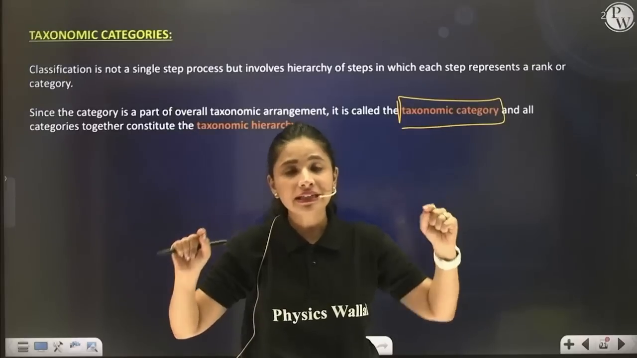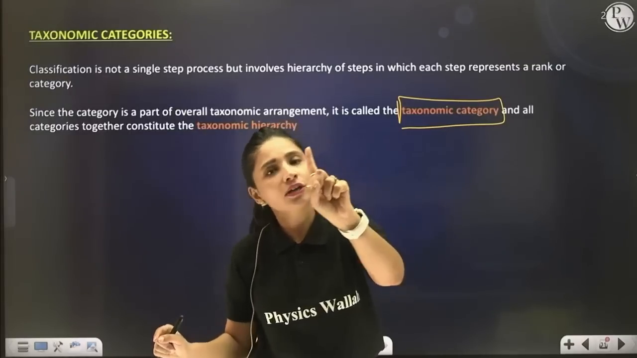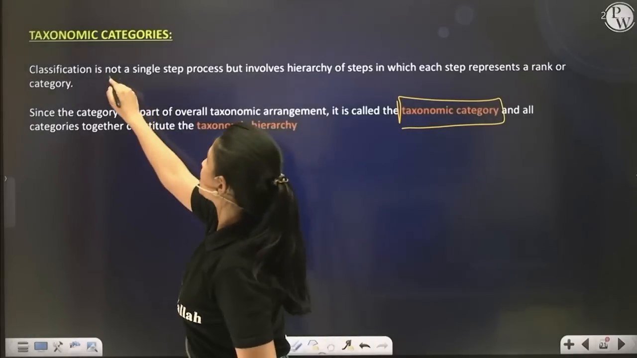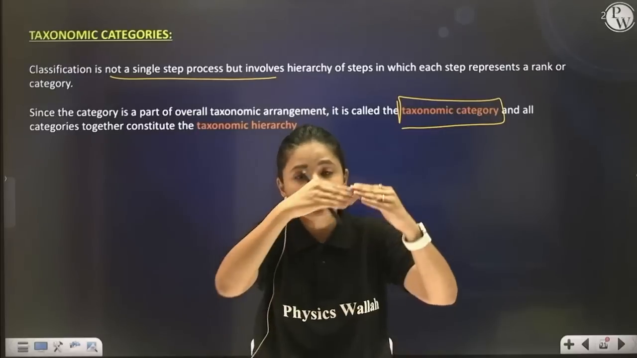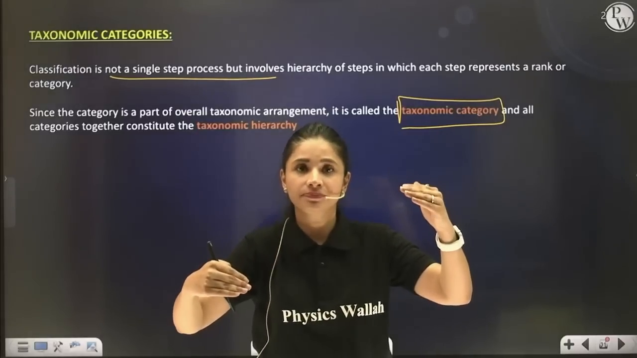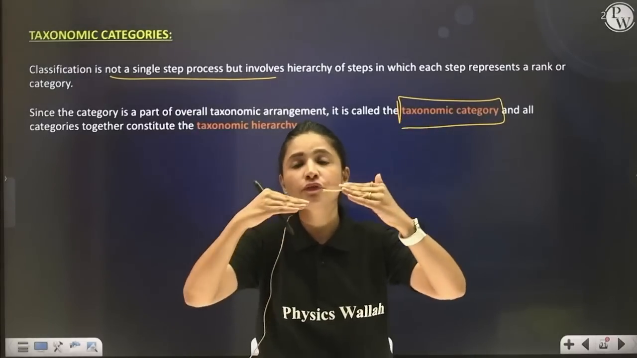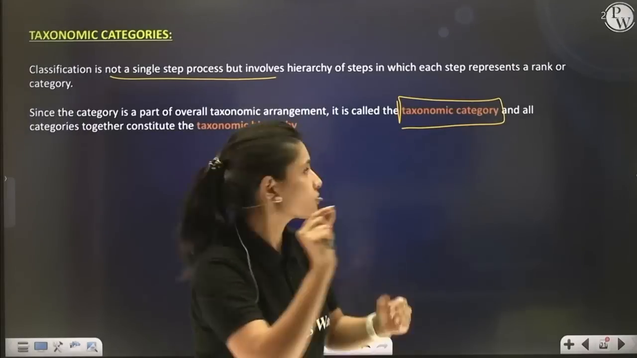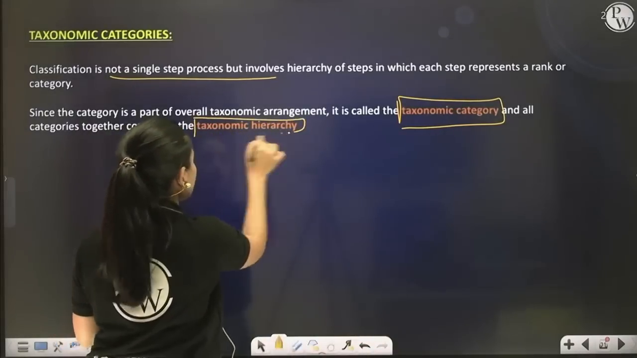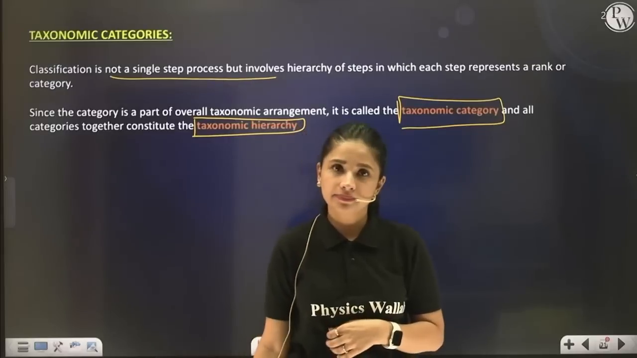Similarly, in classification, there is not one category. Classification is not a single step process. Rather, it is done in multiple categories. And those set of categories together in a sequence is called taxonomic hierarchy.